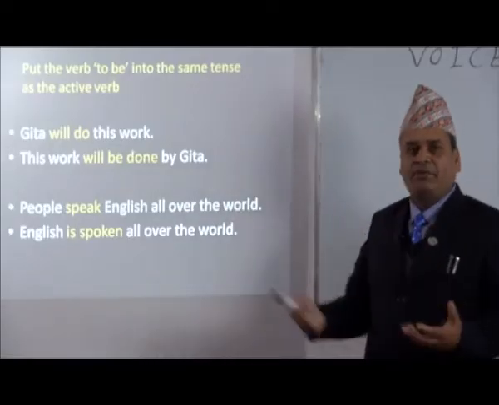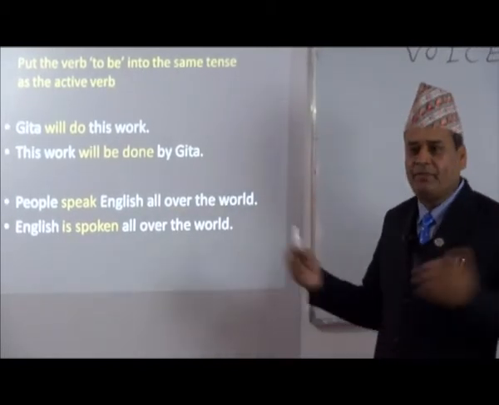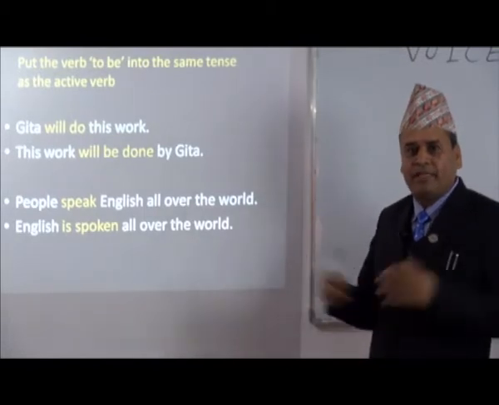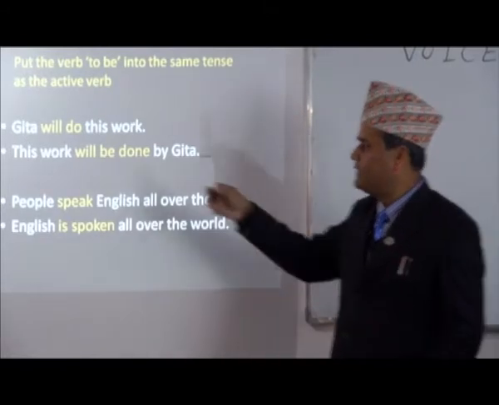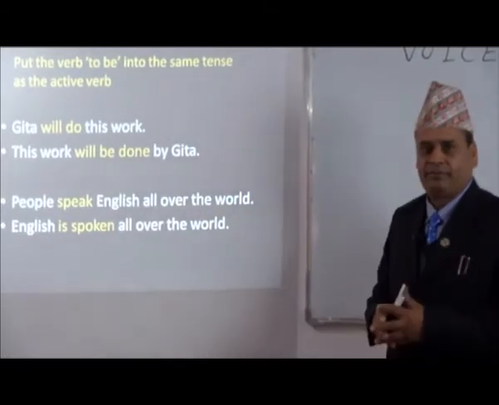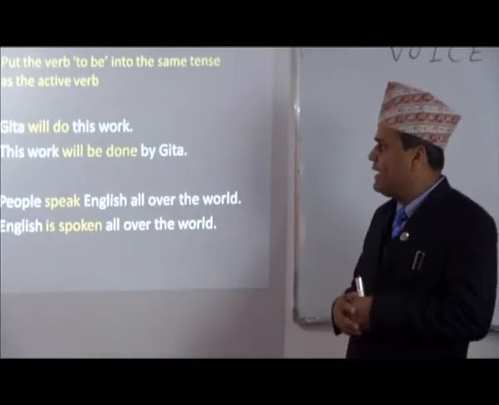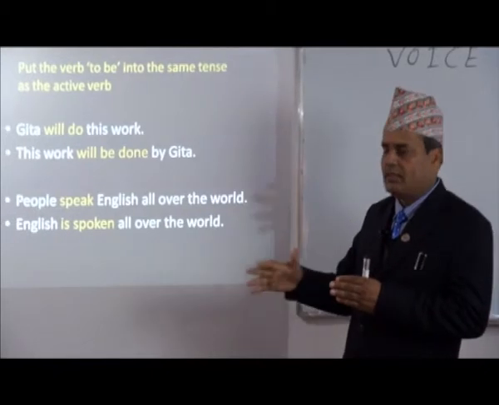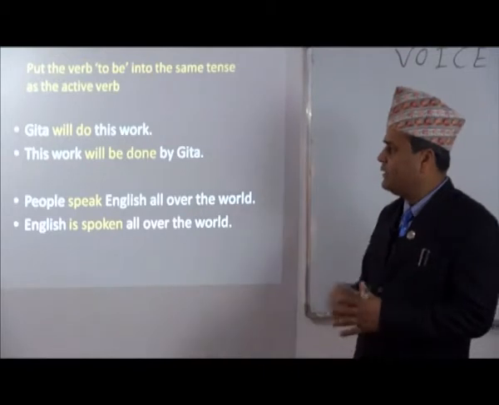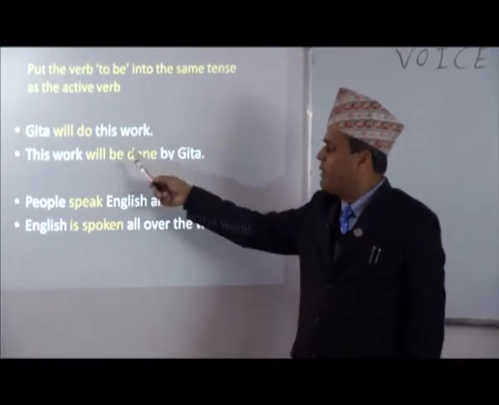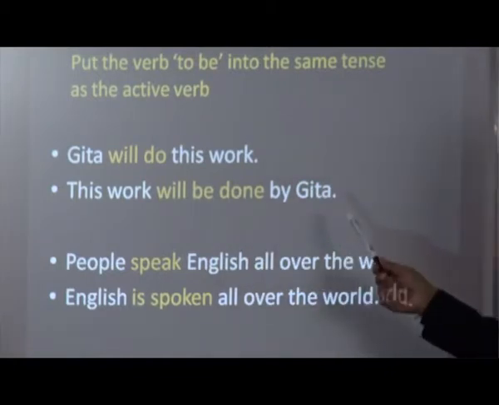Now, I would like to focus on the verb this time. To be. While changing into passive, we always focus on the verb that is to be. You see, here what happens is Gita will do this work. In this sentence, Gita and this work, subject and object, will be interchanged. Here, we find the verb to be. This work will be done by Gita.